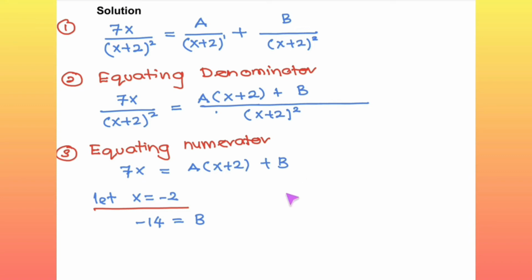Next, to find the value of A, we can substitute any number. Let's say x is equal to 0. So substitute x with 0. 0 times 7 is 0 on the left hand side.